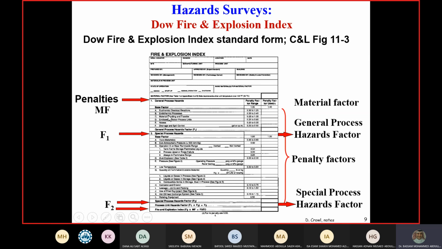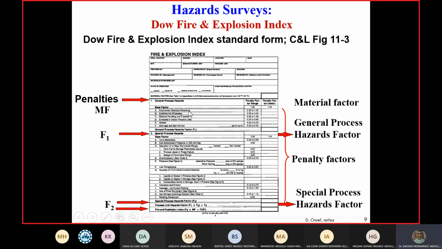It's written here, exothermic chemical. In general, fire explosion index. This is information about the hazard and the place: plant, ammonia reactor. Then you go into the details. There are base factors, special process hazards, and special factors. Base factors mean you look at the exothermic chemical reactions.